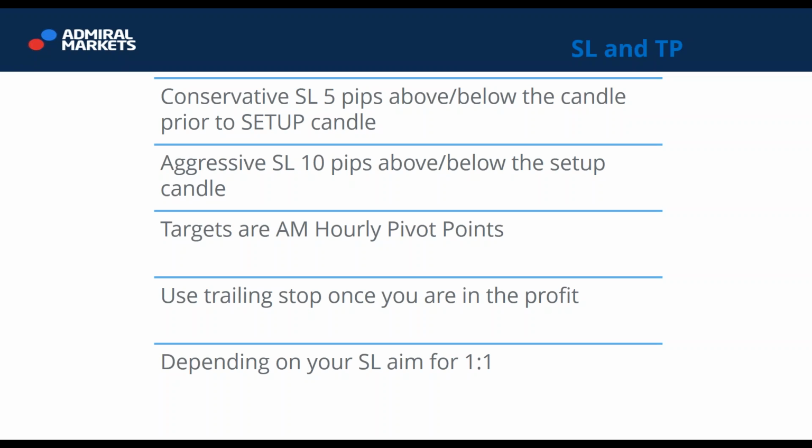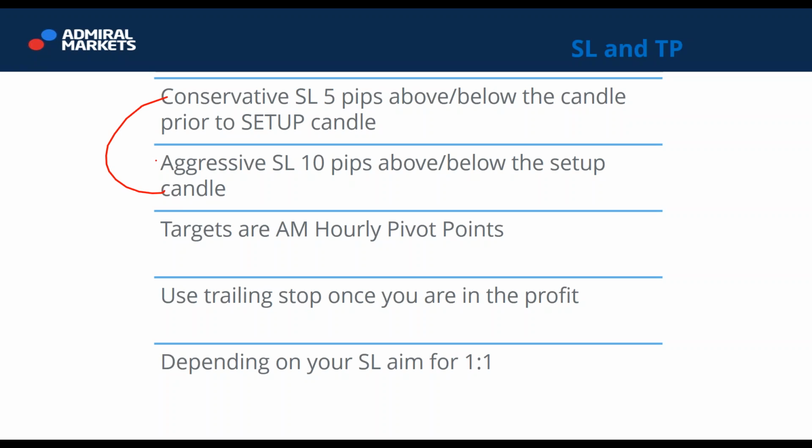Depending on your stop loss, try to aim for 1-to-1, guys. Use trailing stop once you're in profit. Remember, once more, this is spike trading. You don't want to hold your trades for more than 10-15 minutes. If you see profit, immediately close your trade. Sometimes trades can last for 10 seconds if the news spike is good. Okay?